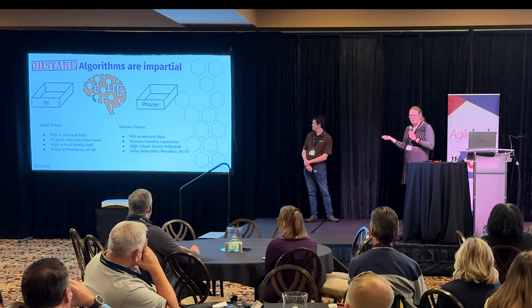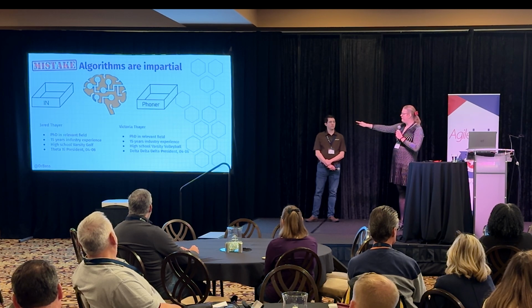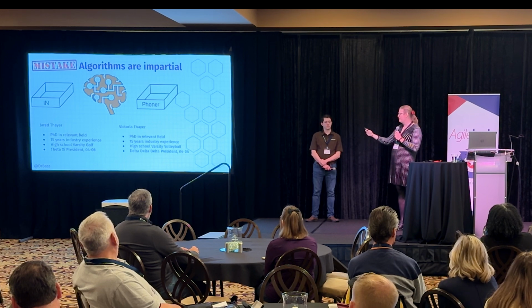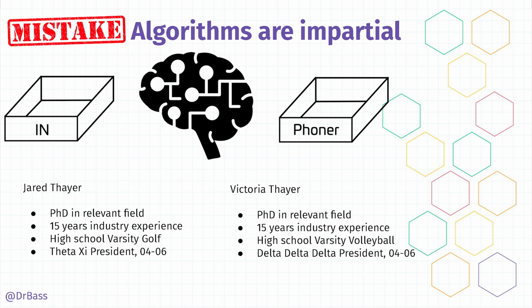Well, naturally what you'd want to do is put those resumes or CVs through some sort of computer, some sort of AI system. And here are two hypothetical CVs that are loosely based on me. So on the left, we have Jared Thayer, who has a PhD in a relevant field, 15 years of industry experience. They played golf in high school, and they were the president of their fraternity, Theta Xi, for a while. And on the right, we have Victoria Thayer, who has a very similar background, a doctorate, comparable amount of experience, high school sports, and president of a sorority.